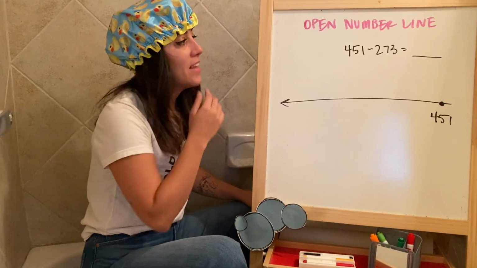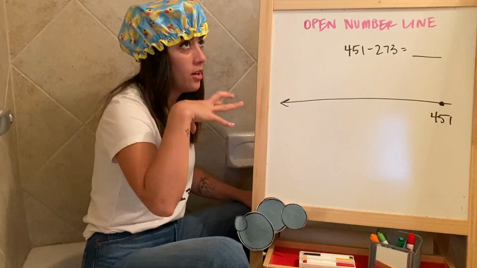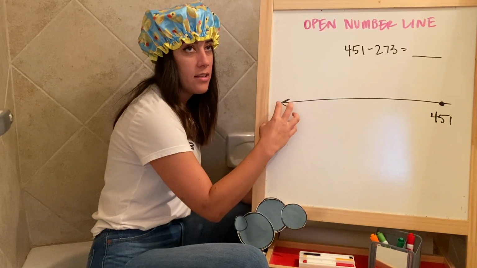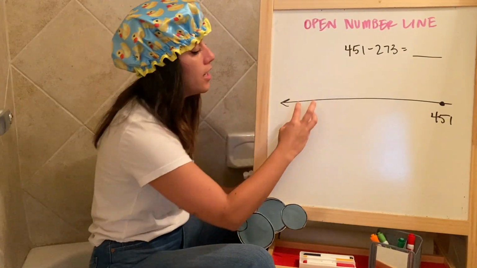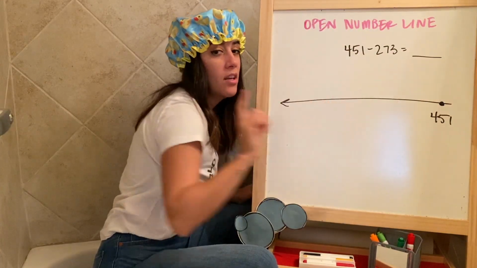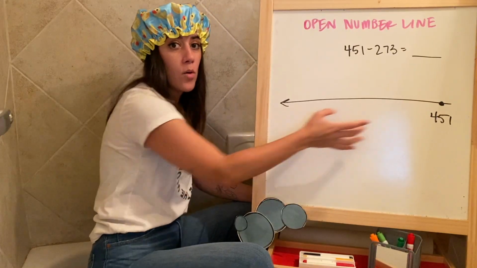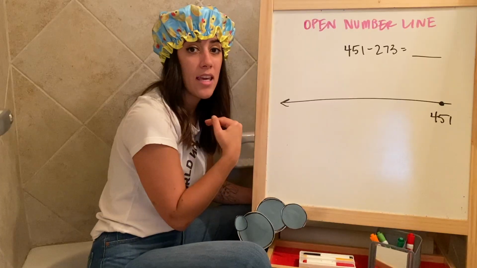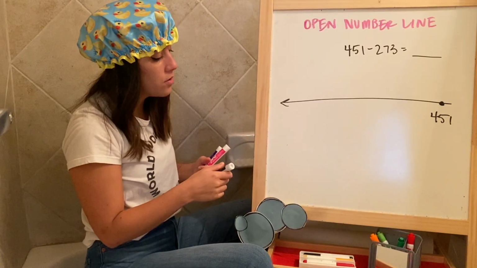Open number line looks a little different. In the addition strategy video that I showed you, I started with the biggest number on the left side of the paper. You would start on your left side and work your way up, adding more numbers. In subtraction, you're starting from the right side and working your way back down towards the left, right? Because you are subtracting or taking away. So we're going to break this down by place value.